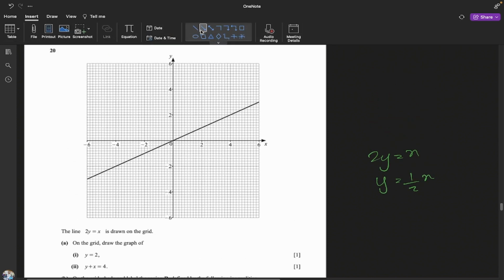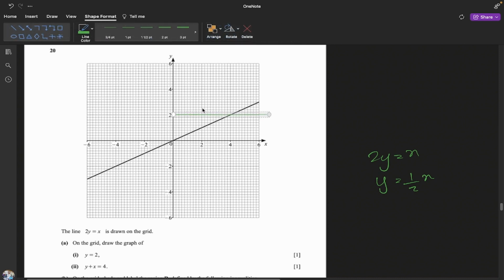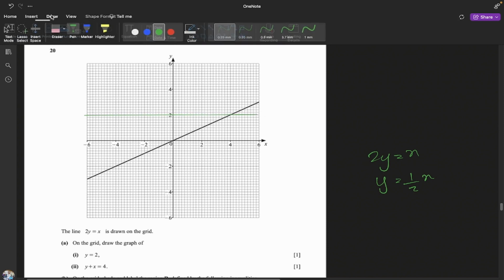You can use a ruler, it's up to you. You can use a ruler and draw it like this. This is x equals 2. The graph should be like this.